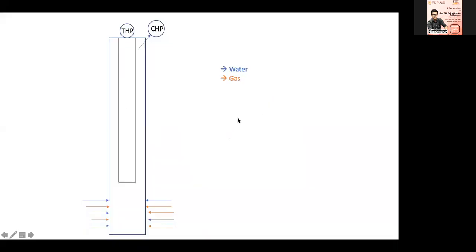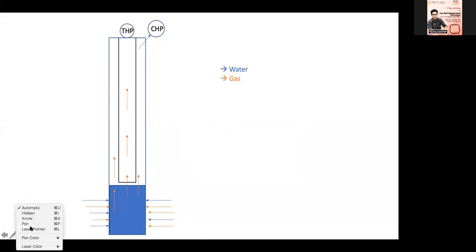Now, let's understand the casing and the tubing in liquid loading condition. You have two fluids, water and gas, flowing from your reservoir to the wellbore. With time, you will see an increase in the water production. Let's say your tubing head pressure is 20 kg per centimeter square and your CHP is 50. As you produce more water, your tubing pressure is going to decrease because your tubing will be filled with liquid.